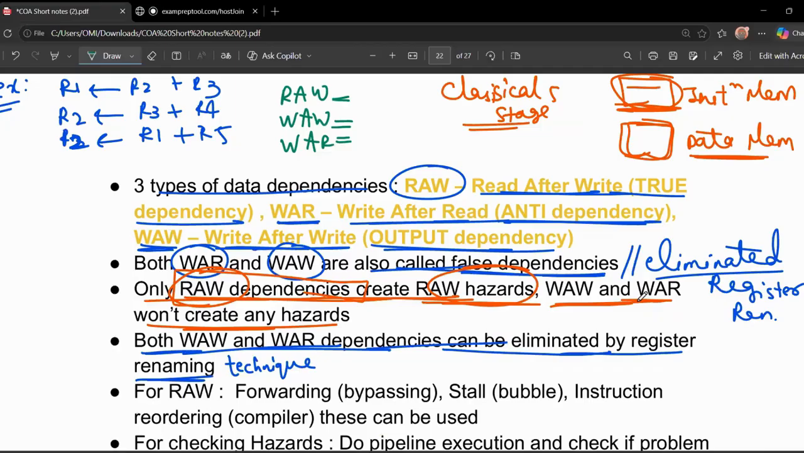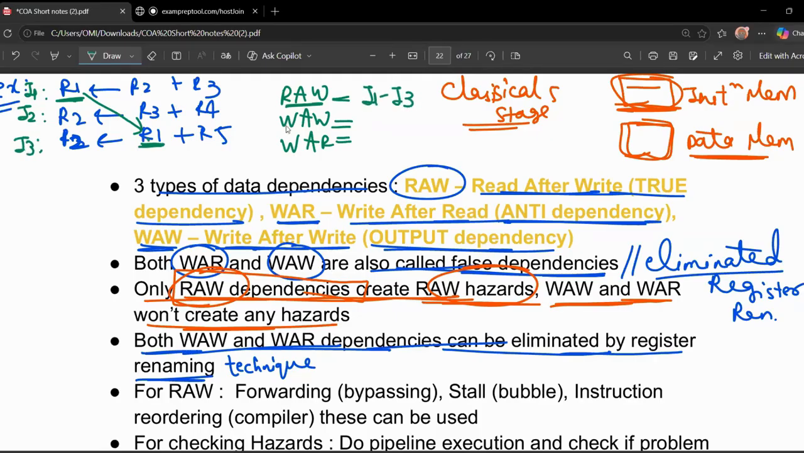So see this. What is a RAW dependency? It is read after write. Read after write means we are reading something after writing it, right? So in RAW dependencies, we are saying it this way. See, I1 and R1, there is a dependency between instructions. So there is an I1 and I3 dependency.